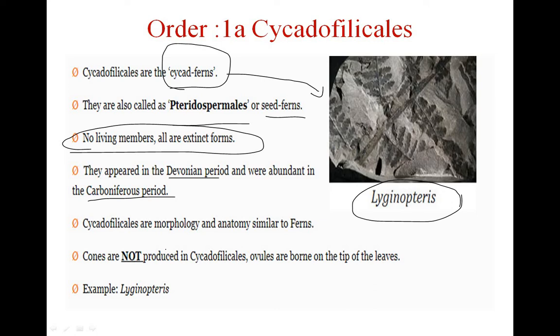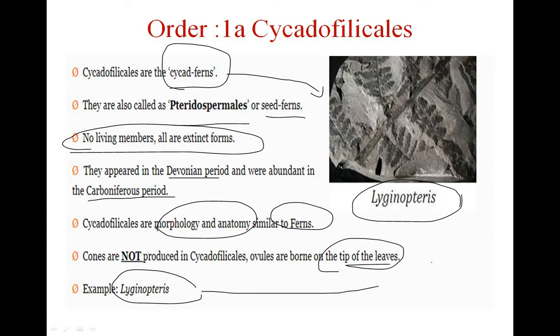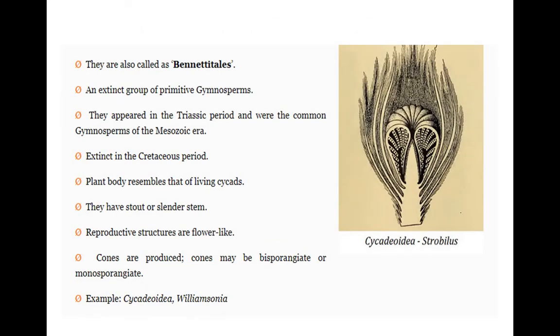These Cycadofilicales are similar in morphology and anatomy to ferns, and cones are not produced in Cycadofilicales, whereas ovules are borne on the tip of the leaves. And here one example is given, that is Lyginopteris, a fossil form of the Cycadofilicales order.